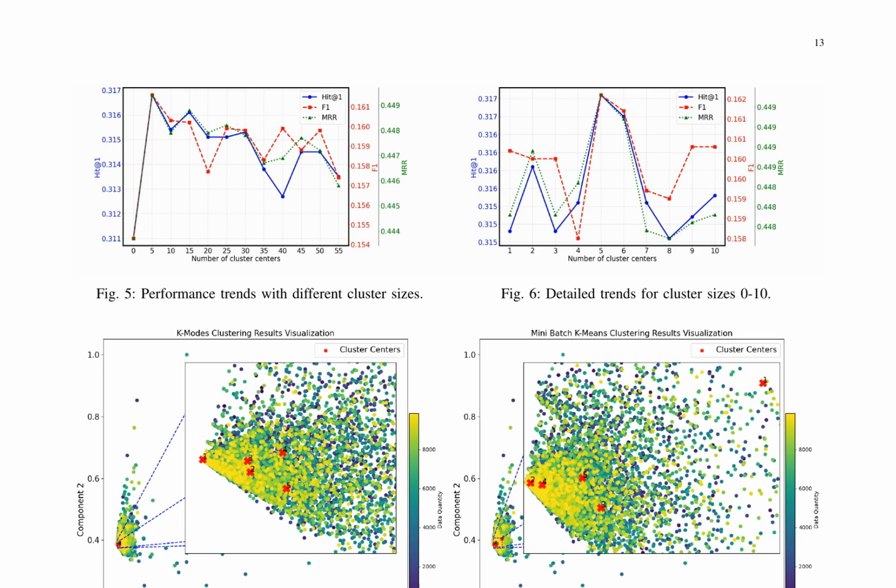The research paper discusses the evaluation of clustering methods for POI data, focusing on determining the optimal number of clusters and testing different clustering algorithms. The authors used various visualization tools and experimental results to demonstrate the effectiveness of the K-modes algorithm in handling noise and maintaining data centrality. The K-modes algorithm outperforms other methods in terms of hit at 1, MRR, and F1 score, indicating its suitability for the task.